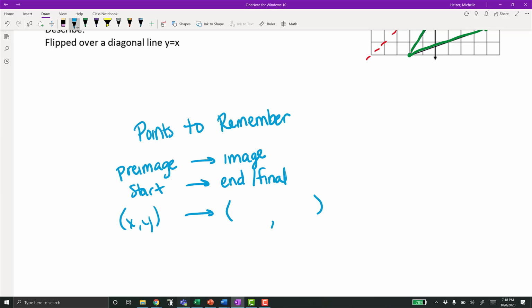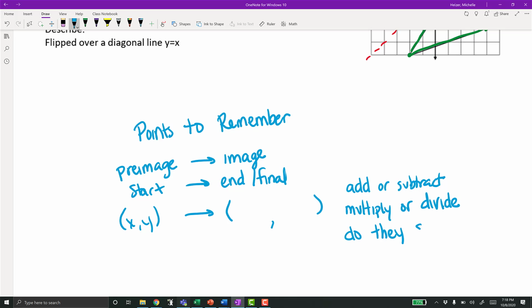Okay. And things that you want to be looking for is, can I add or subtract? Can we multiply or divide? Or do they switch places? Those would be the first things to look out for. And I cannot speak and write at the same time. So that's what I would be looking for as I was to do this.